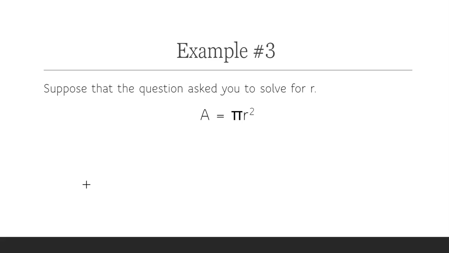Suppose that the question asked you to solve for r. So, works the same way. We can draw a line down the middle, and here's our r. Notice I didn't circle the exponent. The exponent also needs to go away. It works just like a coefficient or number in front of the letter. You need to still get rid of your exponent as well, but we'll get to that in a little bit.